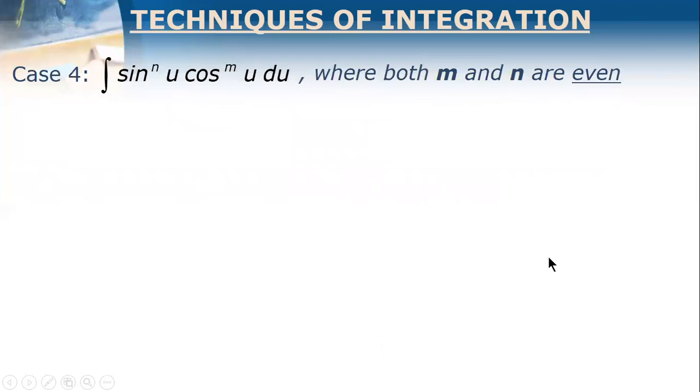So, case 4 is similar to case 3, but in this case, you now have two functions, sine and cosine. While in case 3, you have only one, either sine or cosine. But the nature of the exponents are the same. Both m and n should be even. If one of them is odd, then that will fall under case 2, where one exponent is odd. So for case 4, both exponents must be even.